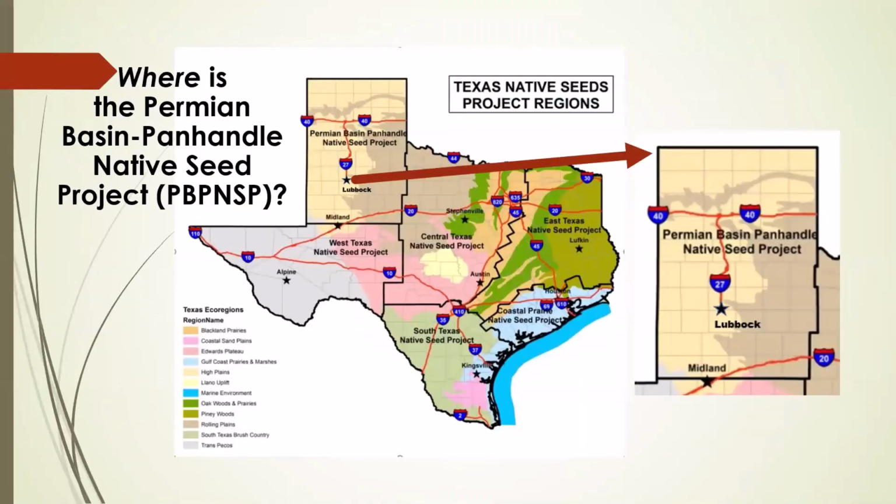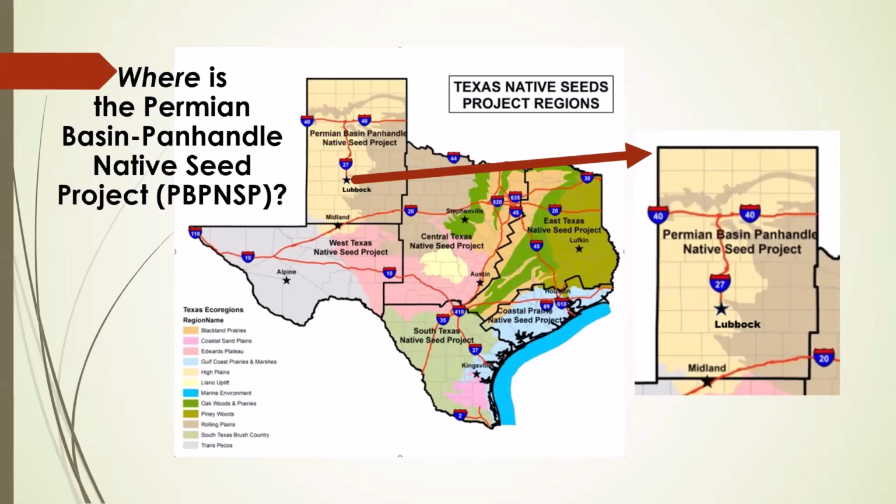Real quick, Permian Basin Panhandle. I'm based in Lubbock. I'm also based in Midland, and then I spend a lot of time in Amarillo. So if you're in any of those 3 cities, you'll probably see me at some point. The Permian Basin Panhandle Native Seed Project is the newest project region in the Texas Native Seed Program. We started about 2017. Our project region stretches from Midland to the top of the Texas Panhandle on the west side with New Mexico, and we go about as far east as Abilene. So a pretty big area.